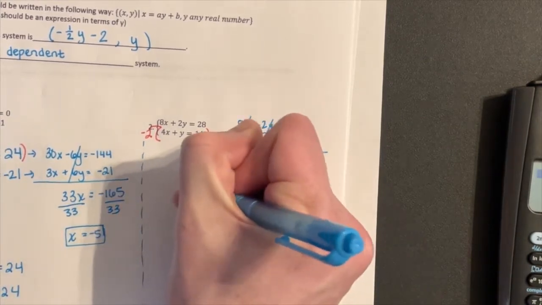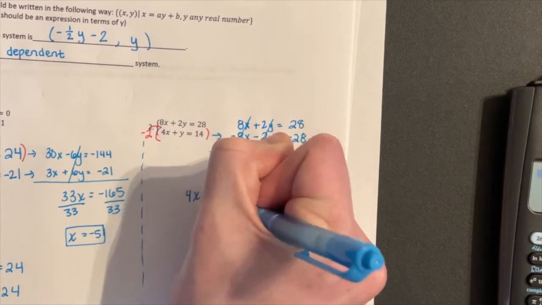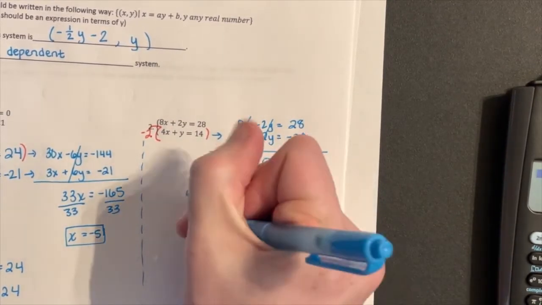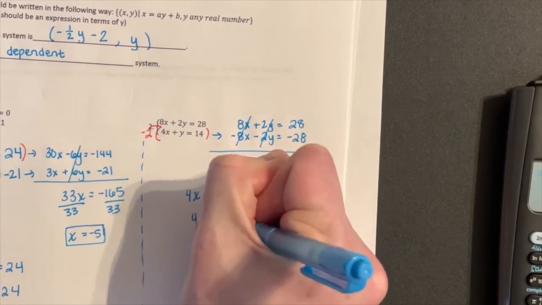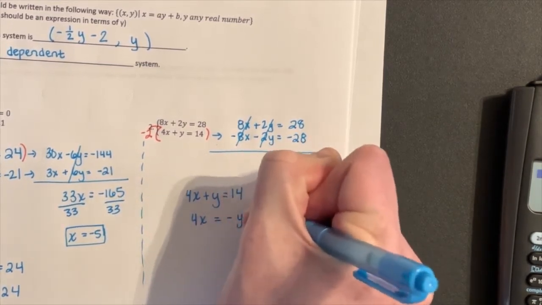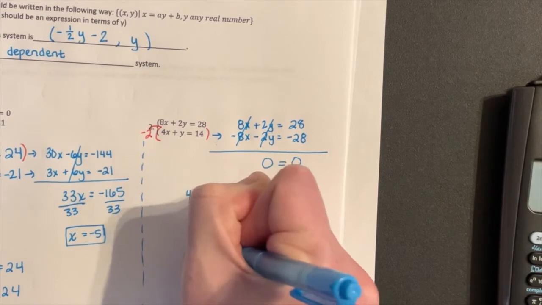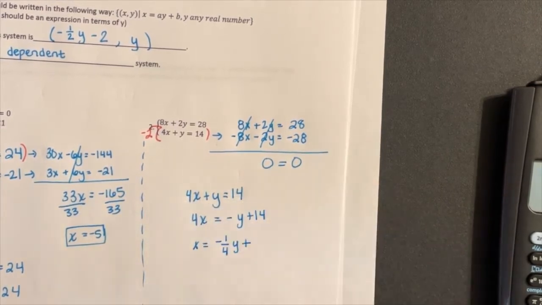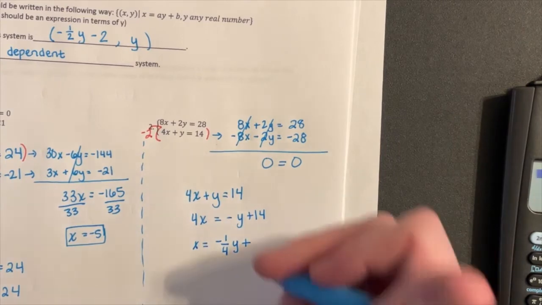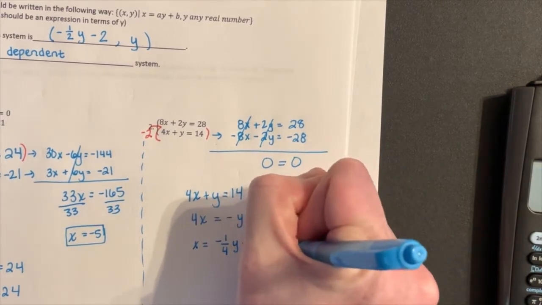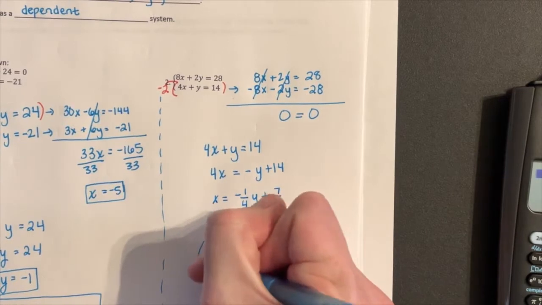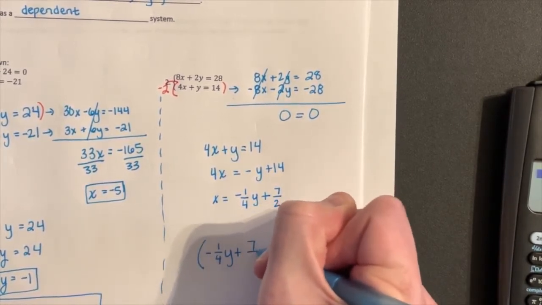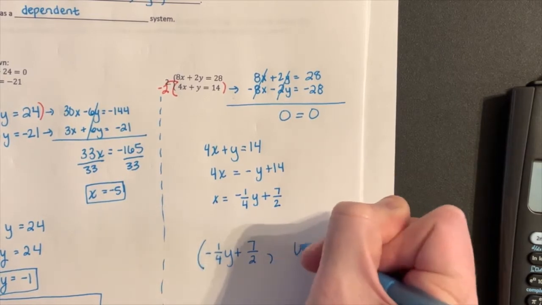We have to take one of the equations and solve for x. So I would have 4x equals -y plus 14, and -1/4 y plus 14 divided by 4 would simplify down to 7/2. So our solution would say -1/4 y plus 7/2, comma, y.